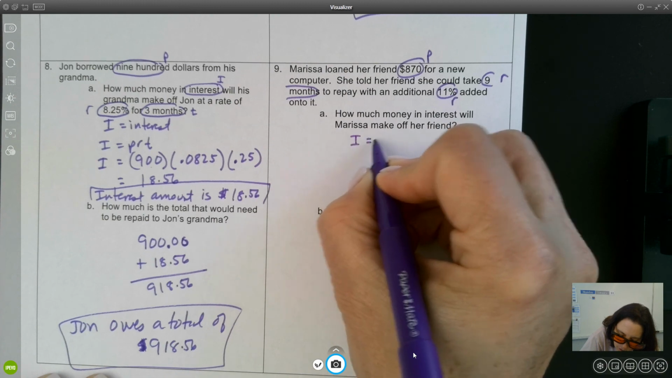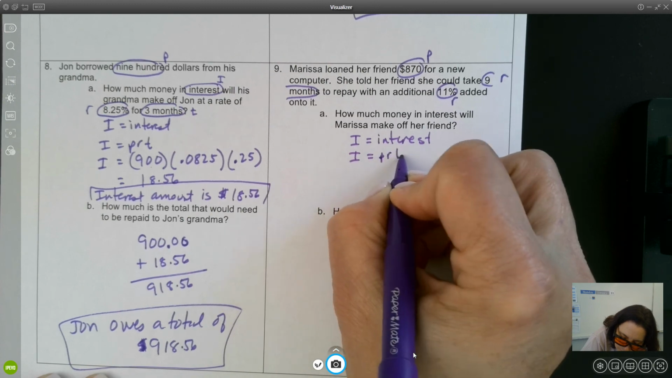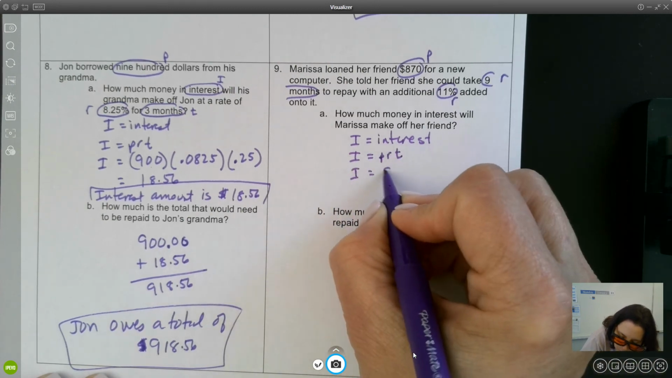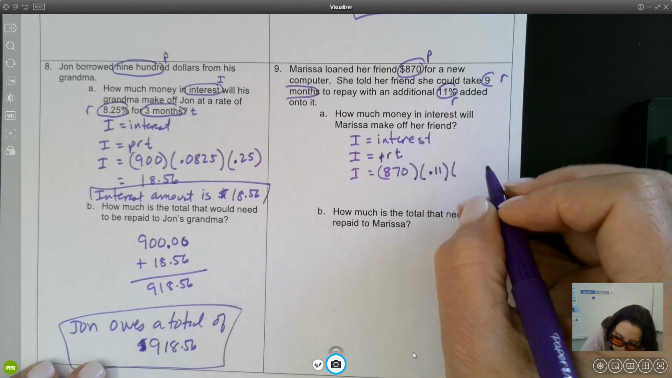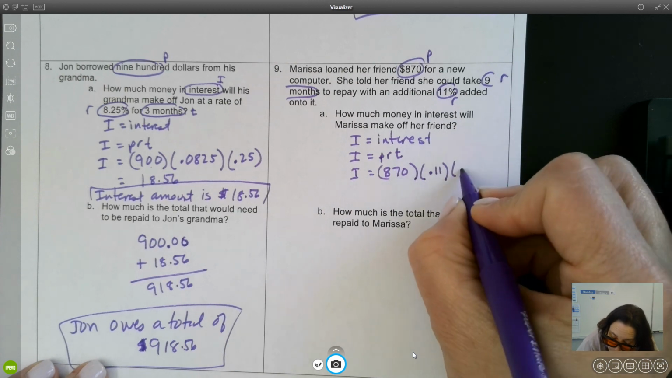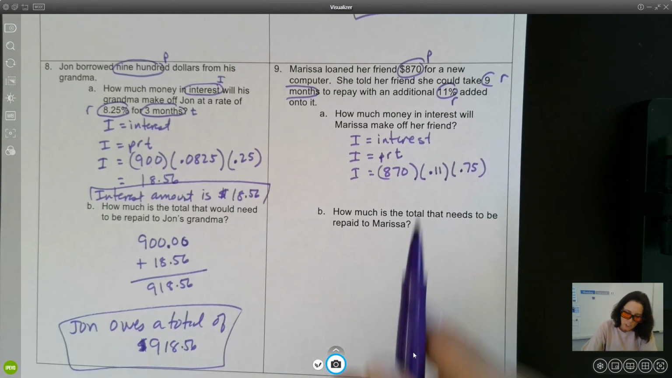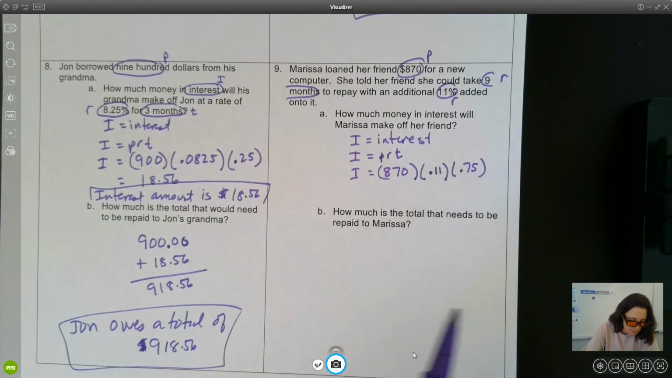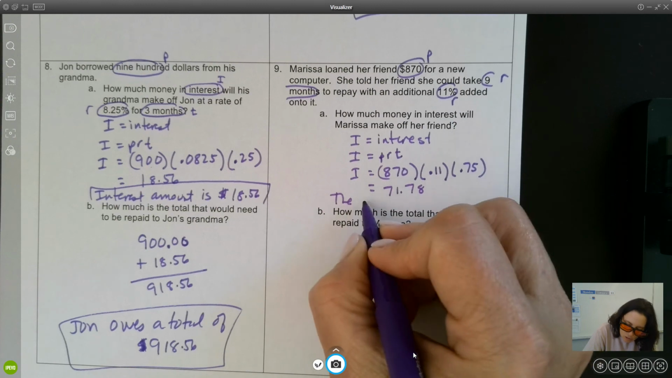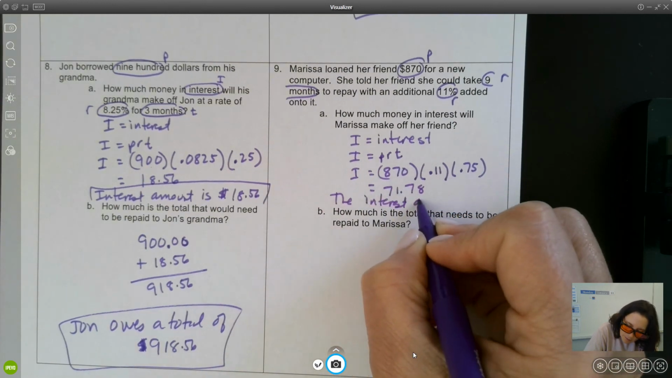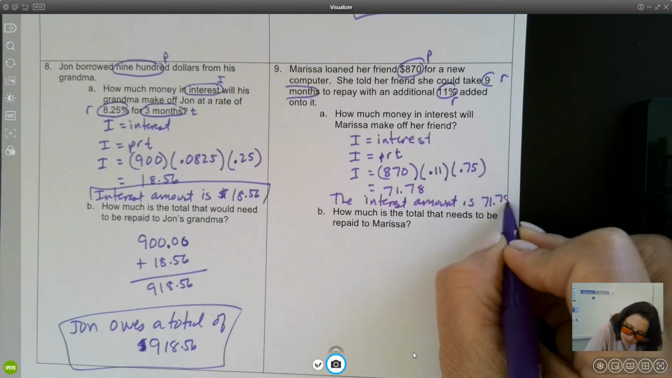Okay, so I is interest. I equal PRT. I equals 870, 0.11. And 9 months is 3/4 of a year, 0.75. To solve for I, you're going to multiply these three things together and get 71.78. So the interest amount is 71.78.